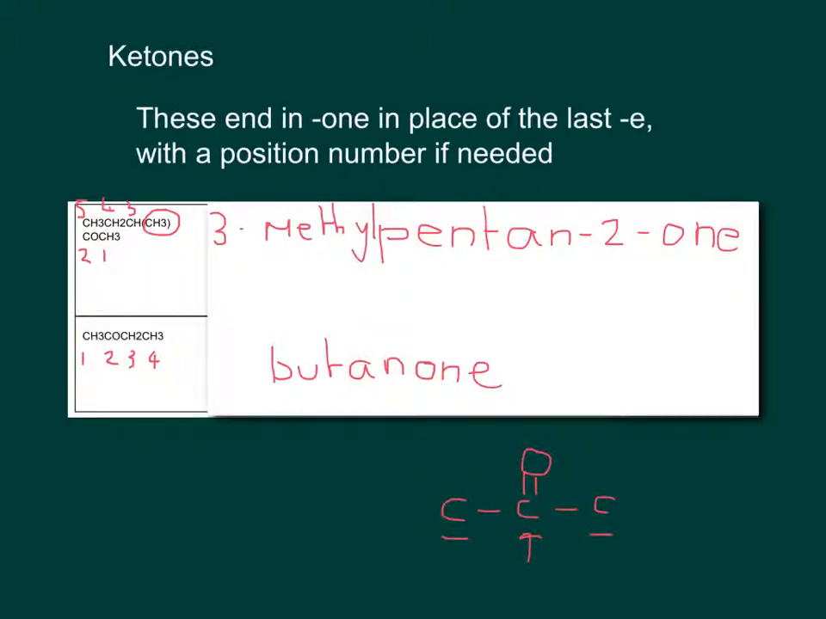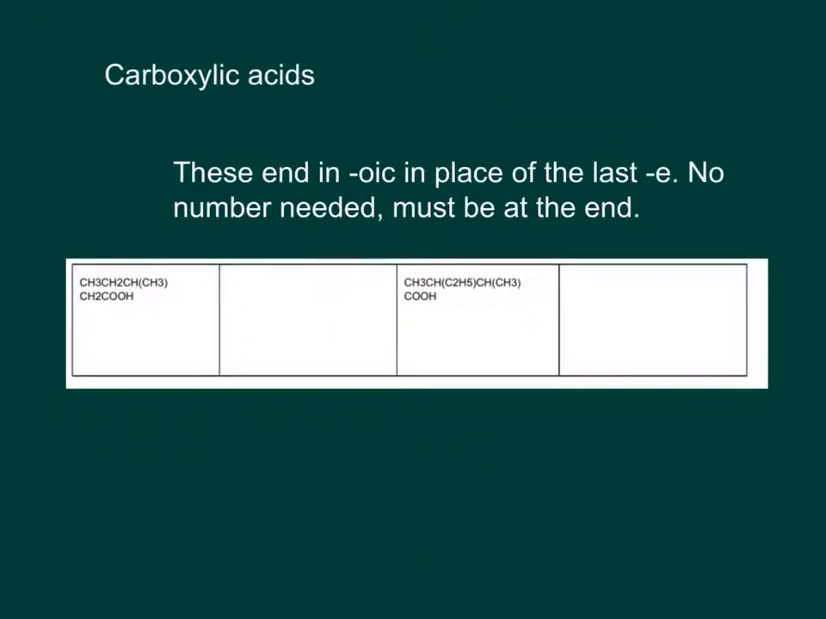pentan-2-one. So the final ones you need to be able to do are carboxylic acids. Carboxylic acids, when you meet them, you may have already, they have that group coming off. Always on the end, therefore you don't generally need a number.